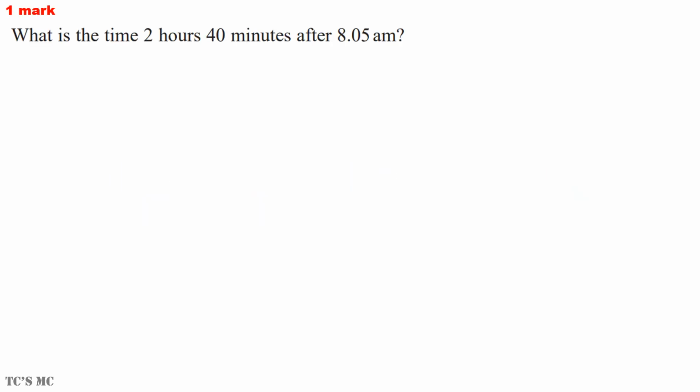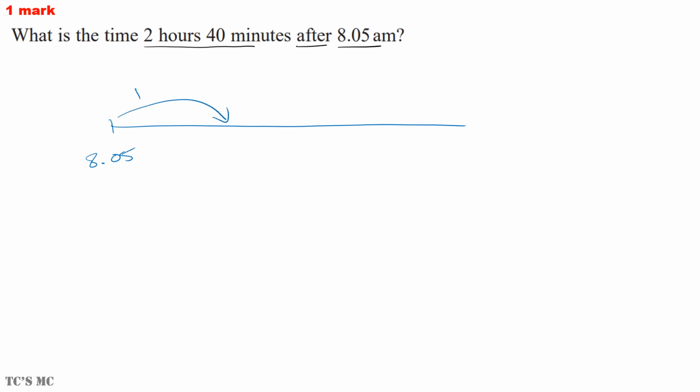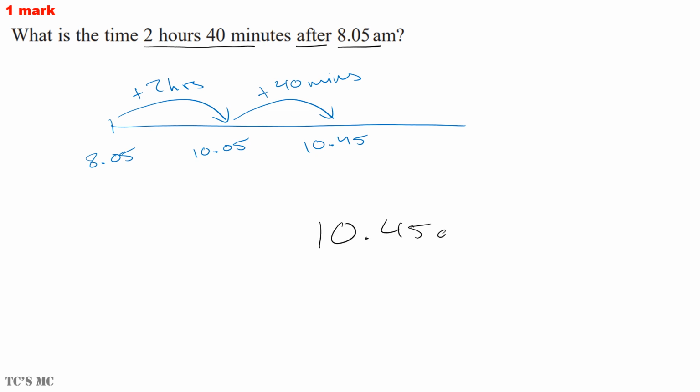What is the time 2 hours 40 minutes after 8:05 a.m.? I am going to use a number line method. We have 8:05. If we add on 2 hours, that takes us to 10:05. If we then add on 40 minutes, that takes us to 10:45. For 1 mark, all we need to write is 10:45 a.m.